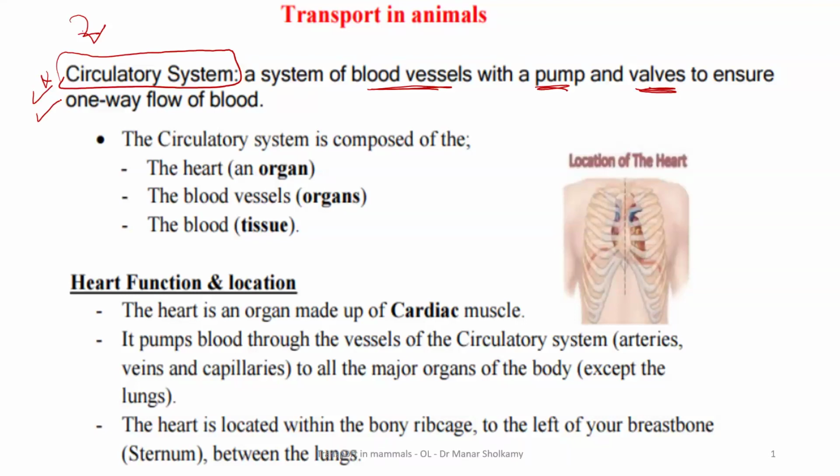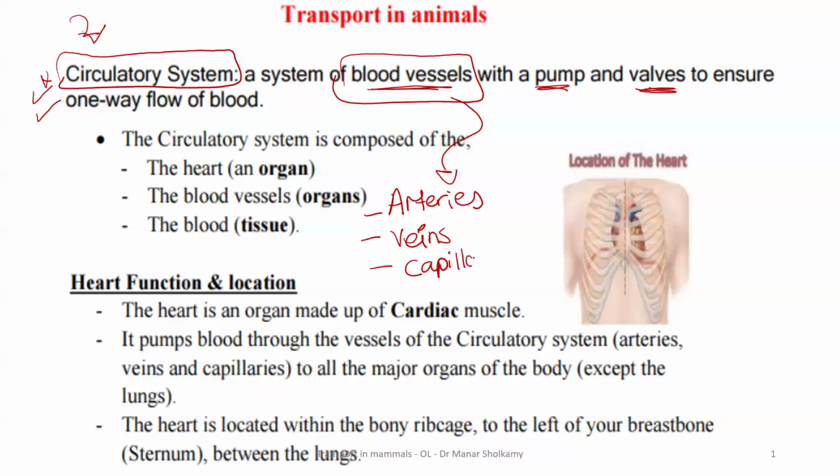Now, let's break it down. It's a system of blood vessels. The blood vessels in your circulatory system, I hope that you know what they are. They include your arteries and, who will tell me? The biggest blood vessels are the arteries, followed by veins and capillaries, of course. Okay, someone's voice is not very clear. Yes, and the heart. Excellent.